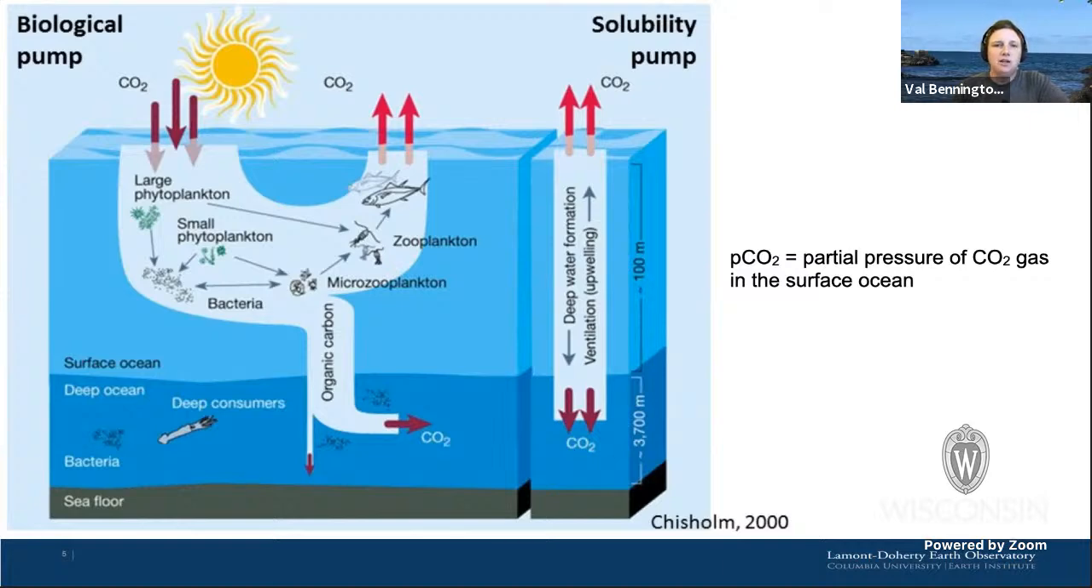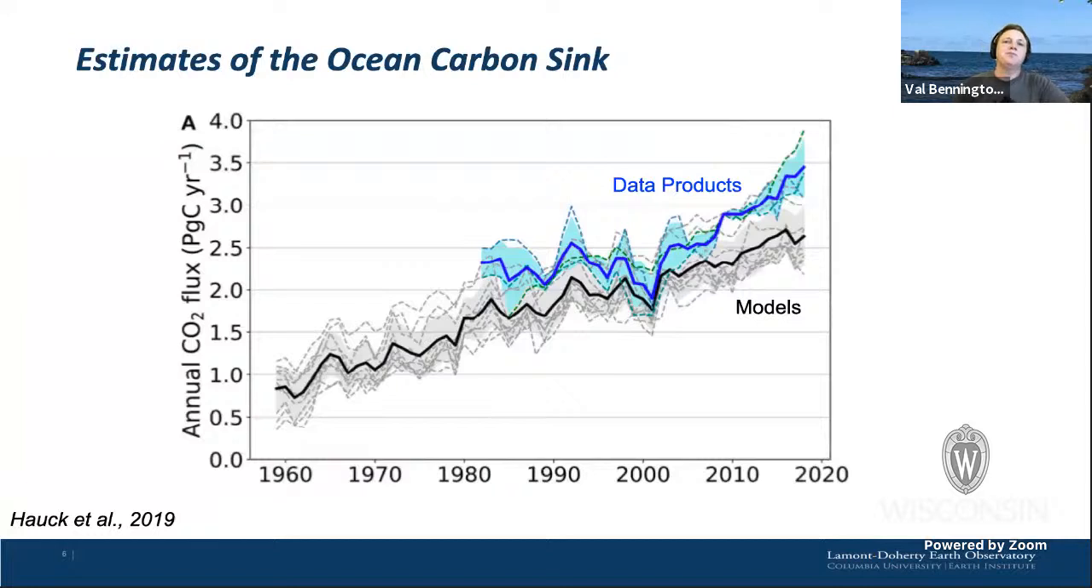So how do they agree? What does it look like now? On this plot, in blue are the data products that are currently in use, and in black are all the different ocean biogeochemical models that are part of the Global Carbon Budget. On this axis, increasing means a larger sink of carbon going into the ocean.